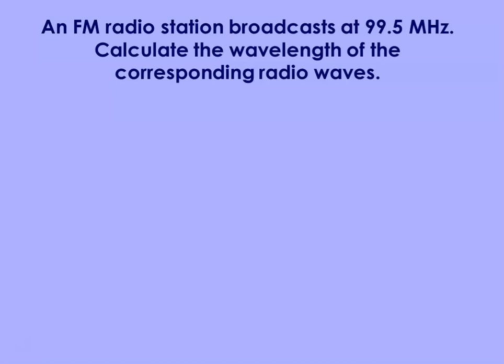So we have here that an FM radio station broadcasts at 99.5 megahertz. Calculate the wavelength of the corresponding radio waves. If we want to calculate wavelength and we're being given a frequency, we can relate them using the equation we just talked about. But your hertz have to be per second, not megahertz. So we're going to have to do a conversion to get the megahertz into hertz. I would have to rearrange that equation to solve for wavelength. Frequency and wavelength would switch sides.